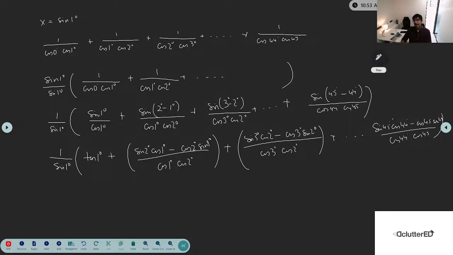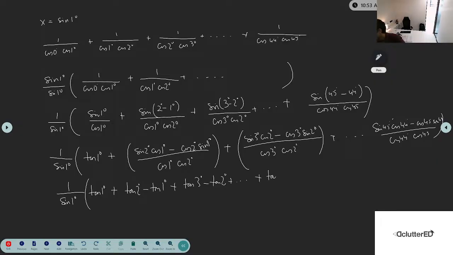So when I actually split each term, I will get 1 by sine 1 degrees into tan 1 degrees plus tan 2 degrees minus tan 1 degrees plus tan 3 degrees minus tan 2 degrees, and this is how we have also introduced a telescopic series into the expression. The terms keep getting cancelled, and all we will be left with is tan 45 degrees, which is 1. So the final answer is 1 by x.